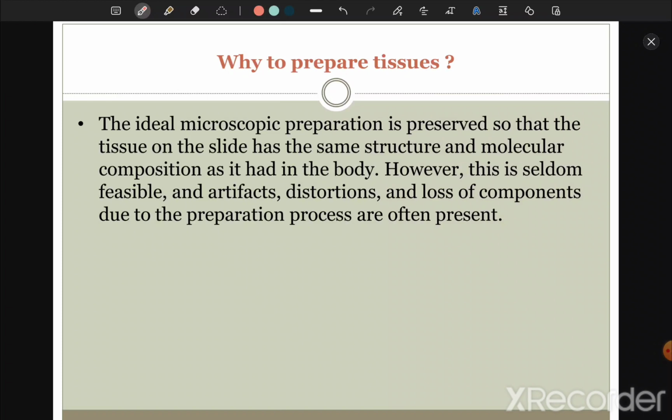It depends on the physician and the technician who prepares the tissue. So it's not ideal all of the time.